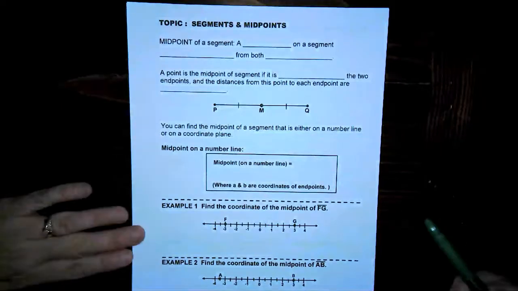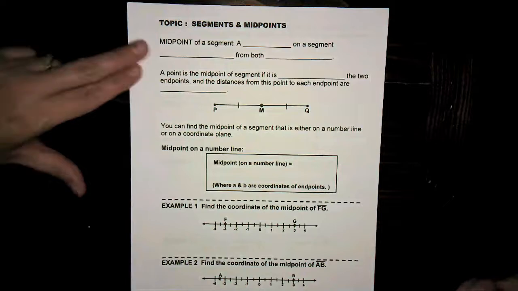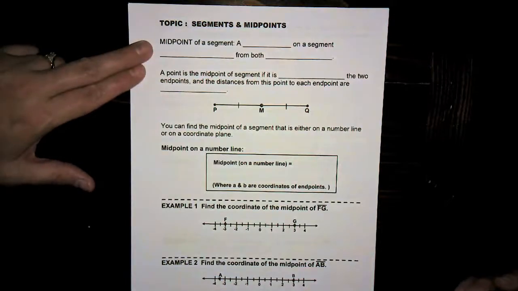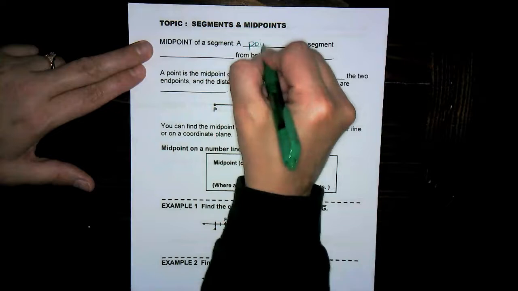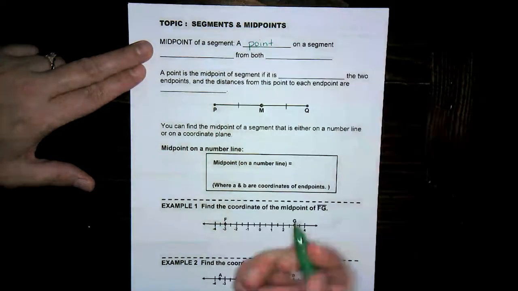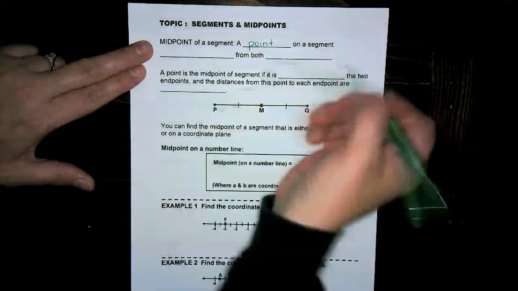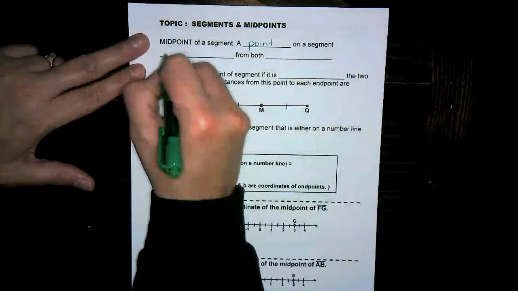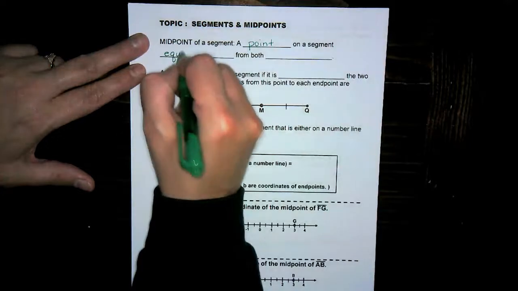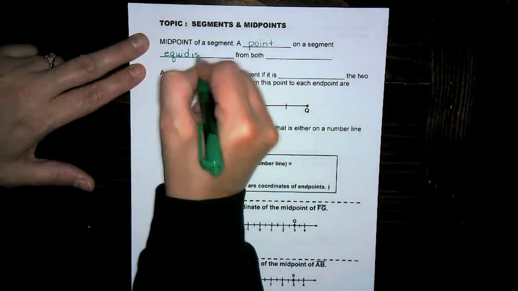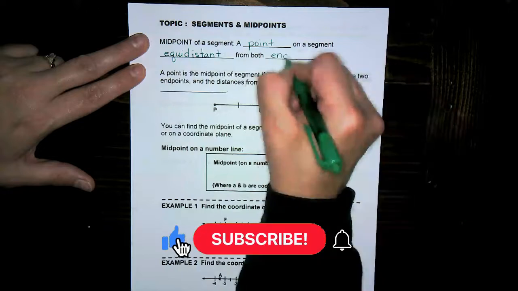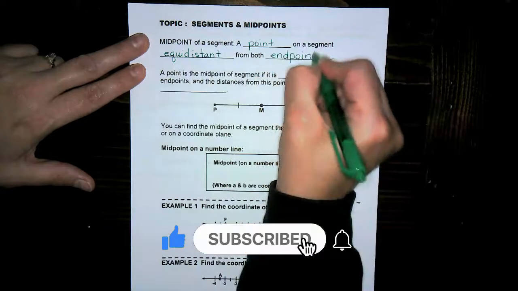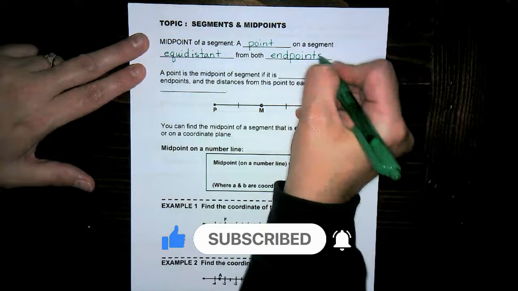In this lesson, we're going to take a look at segments and their midpoints. Let's begin with a definition for the midpoint of a segment. The midpoint of a segment is actually a point on the segment. It's important to notice that this point on the segment is equidistant from both endpoints. So basically, it's in the middle.